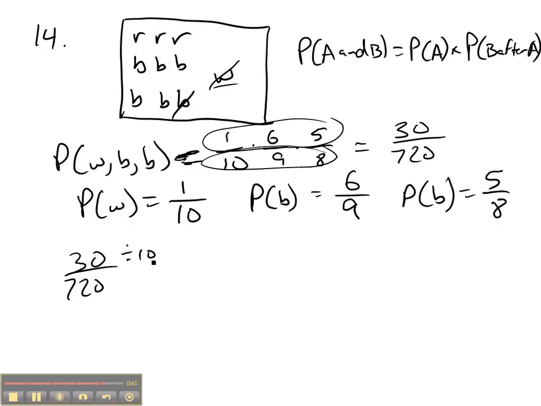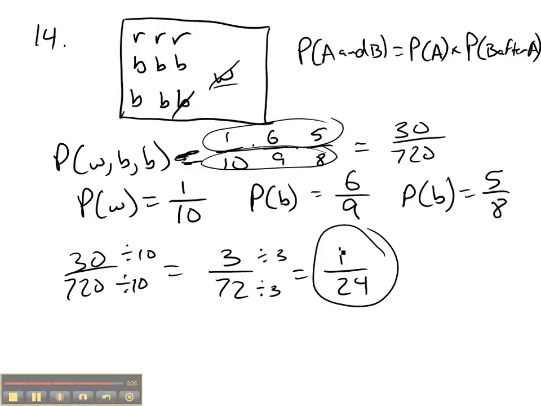Right away I know I can divide by 10 to simplify because both those numbers end in a 0, so I get 3 over 72. And I know 72 is divisible by 3 because 7 plus 2 equals 9. So simplifying again by dividing by 3, I get 1 over 24. So the probability of pulling a white marble and a blue marble and a blue marble without replacement would be 1 out of 24.